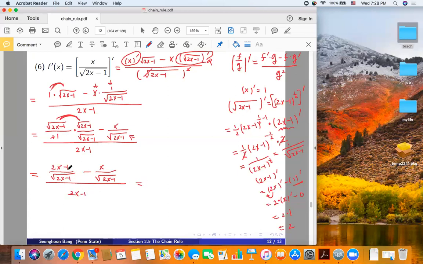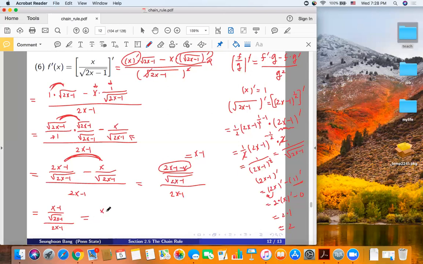You can combine the numerators. So exactly 2x minus 1 minus x, over the square root of 2x minus 1, over the 2x minus 1. To simplify, this is the numerator. The 2x minus 1 minus x is exactly x minus 1. So we have x minus 1 over the square root of 2x minus 1, over 2x minus 1. This is like a complex fraction. You have to simplify.